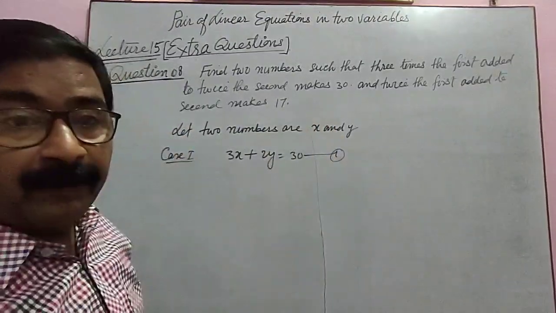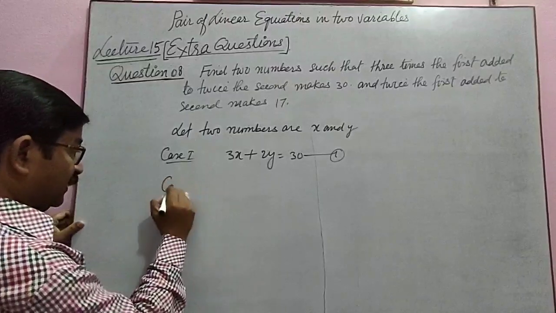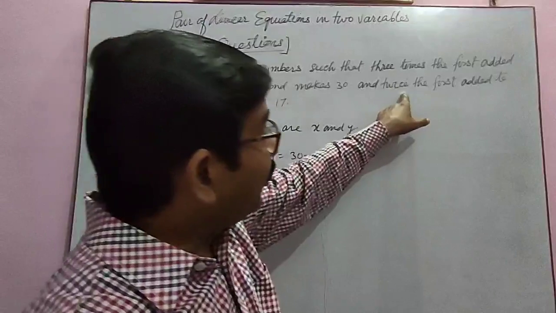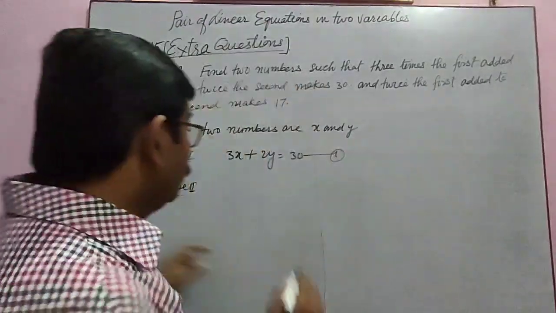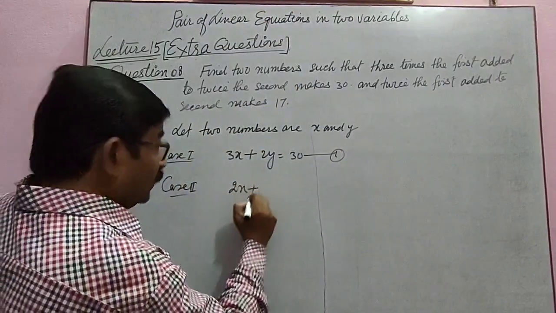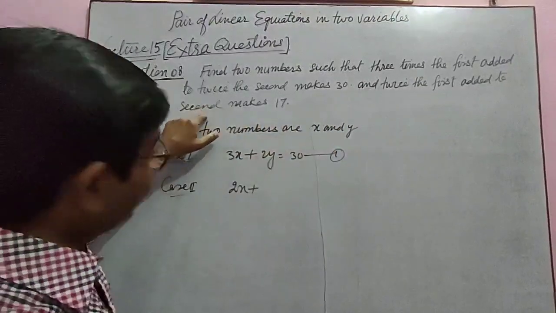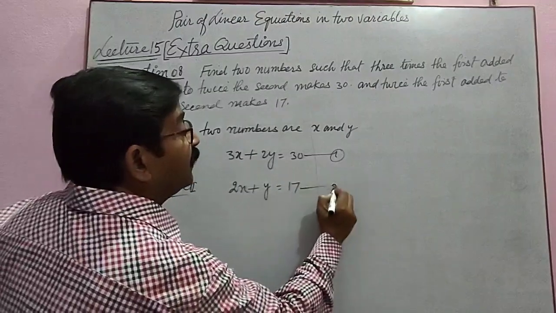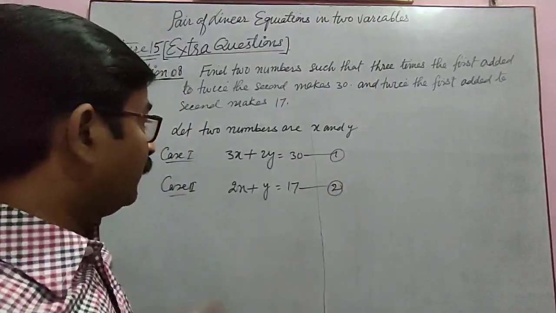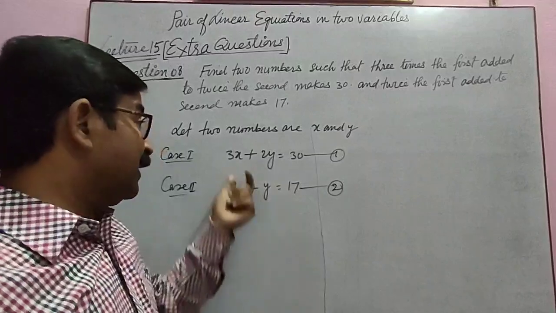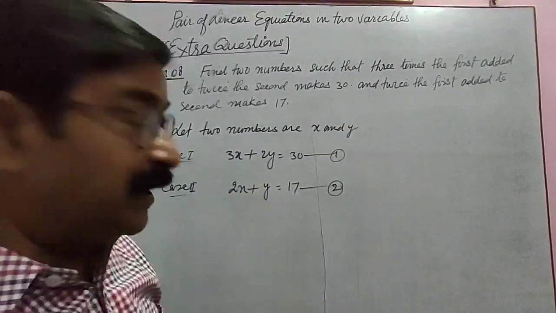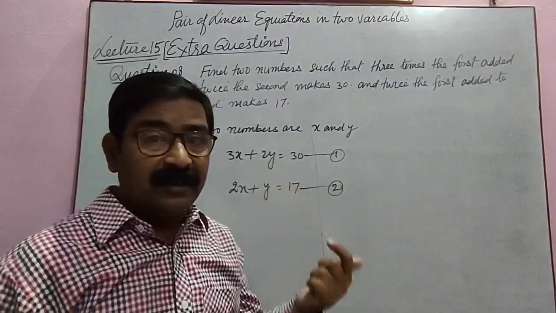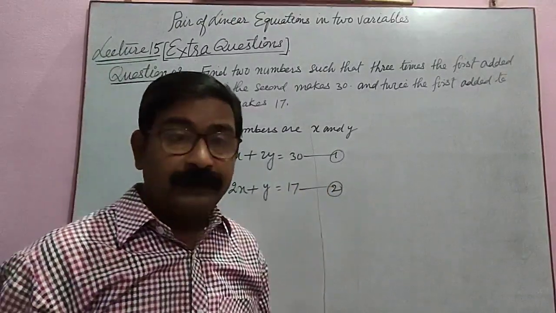Equation number 1. Now in the second case, twice the first means 2x is added to the second, only the second number, means y, gives 17. Equation number 2. Very simple one. Now we have got two equations. Once again you will solve the equations for x and y by any method and you will get the answer for x and y. Whatever the answer comes, that will be the appropriate answer.